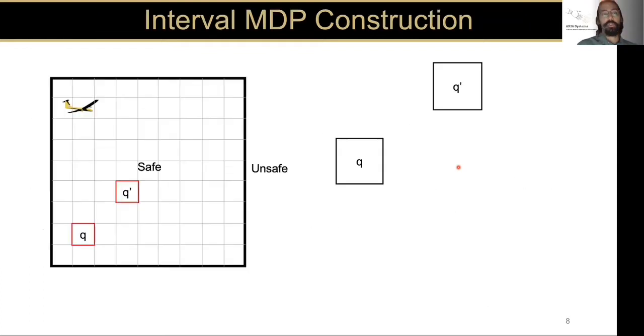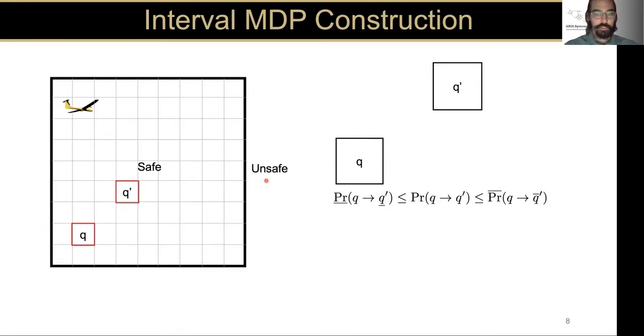So next, and most importantly, we construct an interval Markov decision process using these error bounds. The first step is to come up with a finite number of states. And we do this by doing an appropriate discretization over the safe set. And we also add one more state to the IMDP that just captures everything that's unsafe.